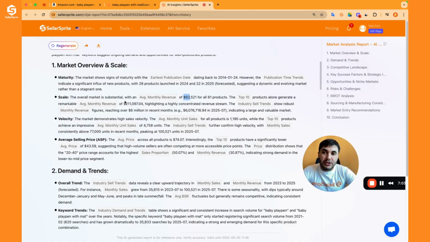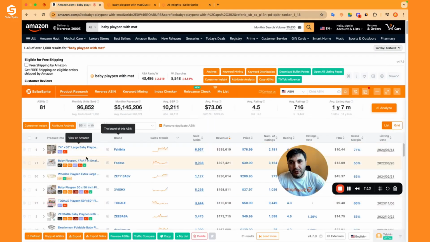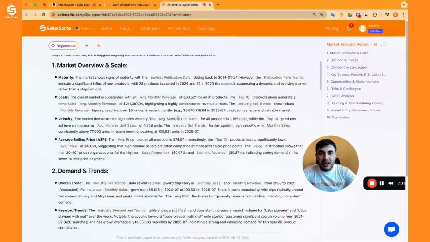The top 10 products alone generated remarkable revenue. Here we are, the top 10 products on this market. When we analyze the top 10, like 1, 2, 3, 4, 5, up to 10, their average revenue is 211,000. This is a pretty significant number. If you can get to the top 10, it means you are going to create a big amount of sales and a big amount of revenue here.